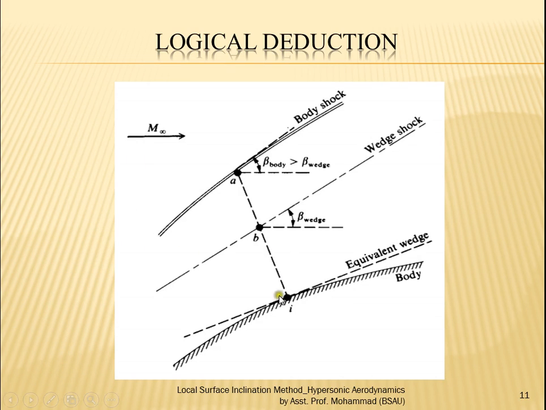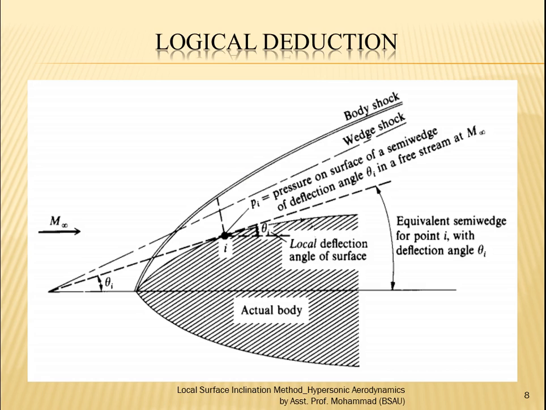This is your I, the location here, and this is the portion of the equivalent wedge, and then this is the wedge shock, and this is the body shock. So the perpendicular goes directly from the I, and it cuts the two shocks at B and at A.